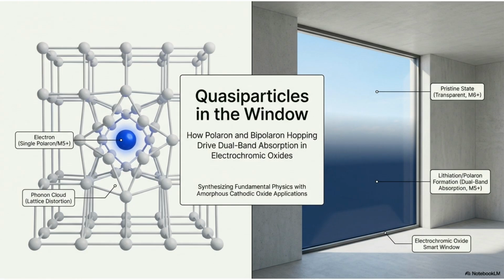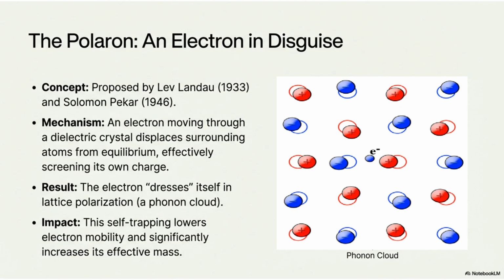We now explore quasi-particles in the window, specifically how polaron and bipolaron hopping drive dual-band absorption in electrochromic oxides. The polaron concept, proposed by Landau and Pekar, describes an electron moving through a dielectric crystal. It displaces surrounding atoms, screening its charge and effectively dressing itself in a phonon cloud. This self-trapping lowers electron mobility and increases its effective mass.